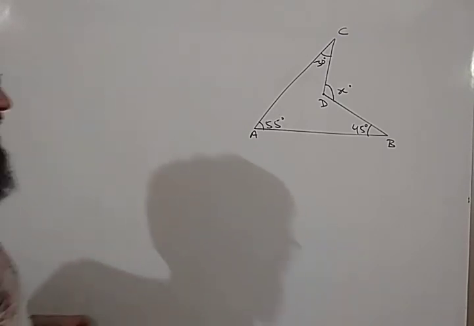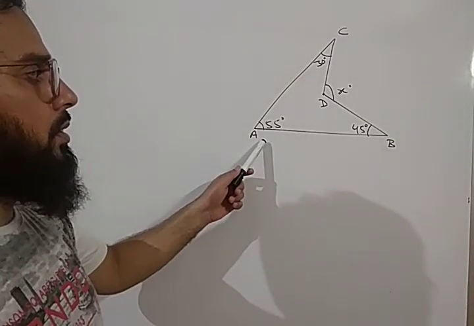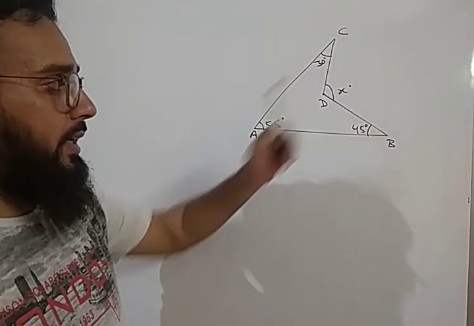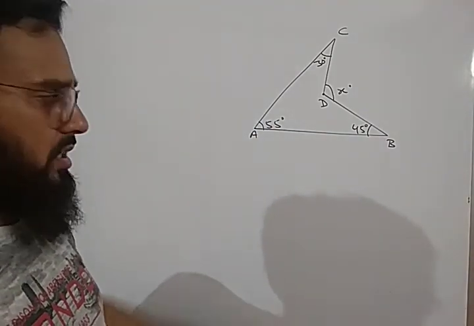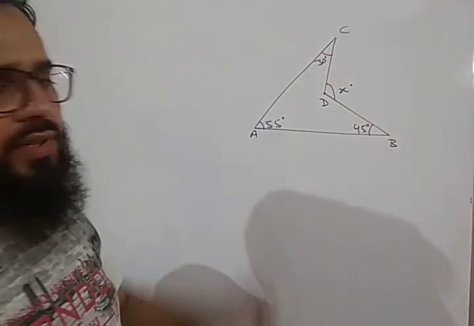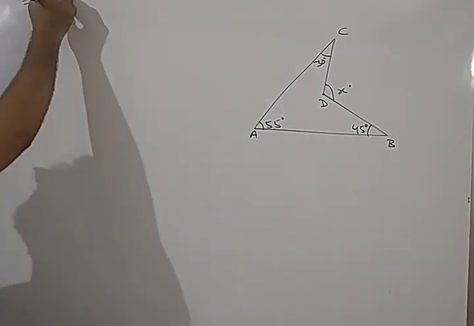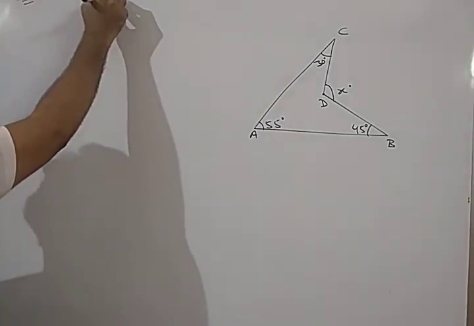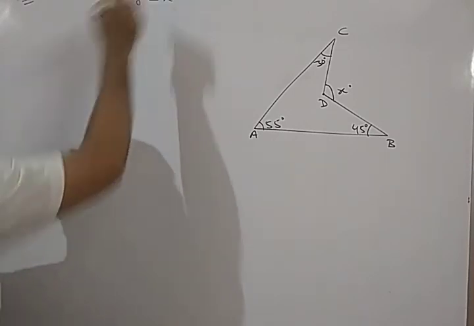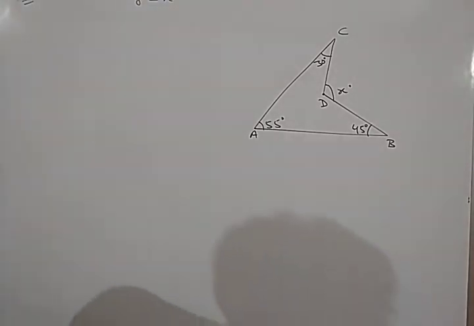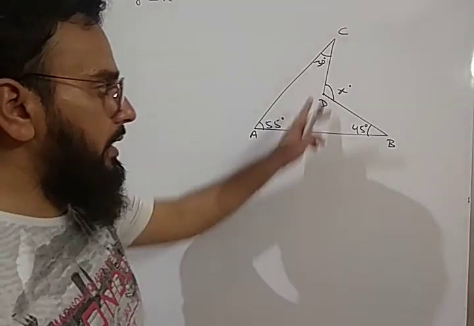Okay, now this figure is given. We have to find the value of angle X. This is a figure A, B, C, D. This figure is given. We have to find the value of X. So the question is, find value of angle X. So how can we find this angle X?